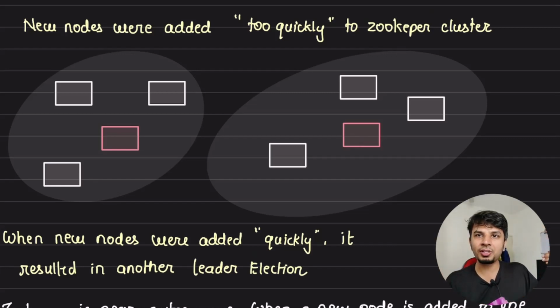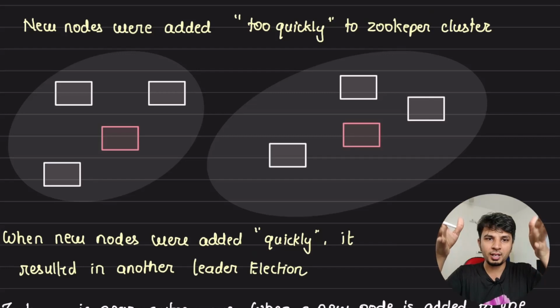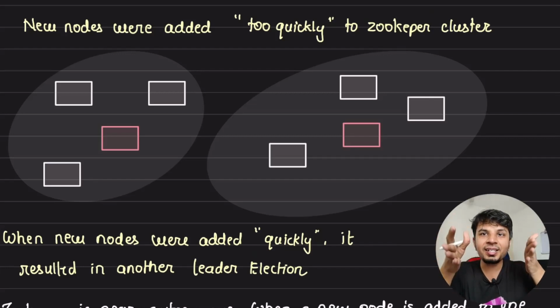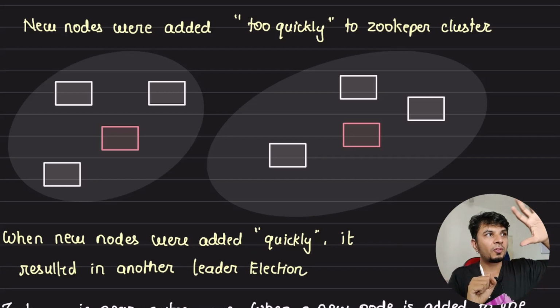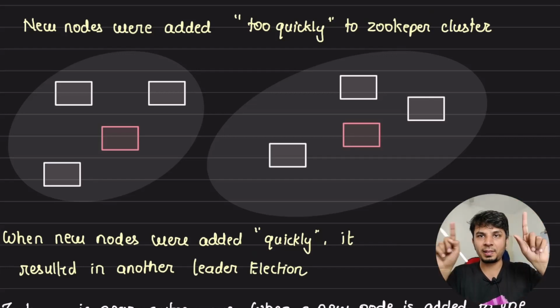The old leader was there. They elected a new leader. And the newer set of nodes became part of a second logical cluster. It was not a physical cluster. They were all part of this one cluster, but within that, they elected another leader. So the end state, after they added nodes too quickly, was that they had two logical clusters with two leaders and multiple replicas.